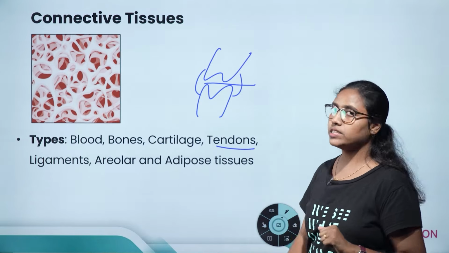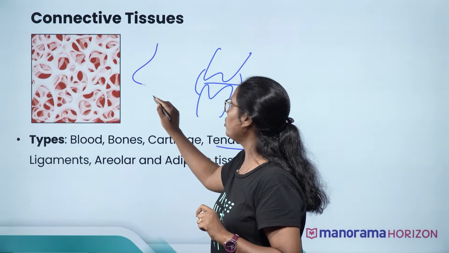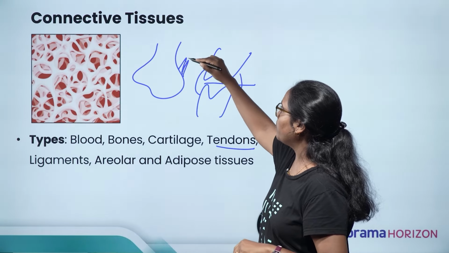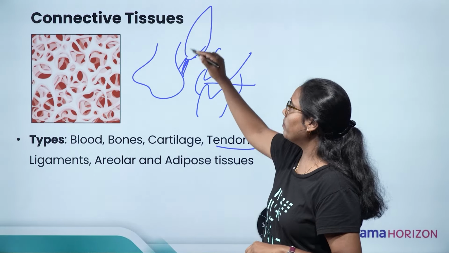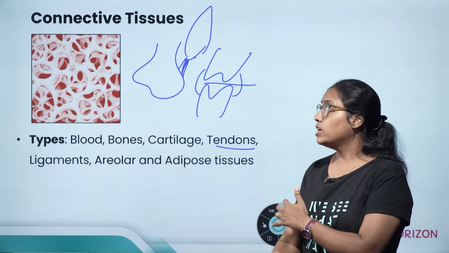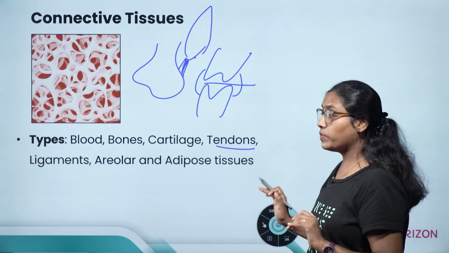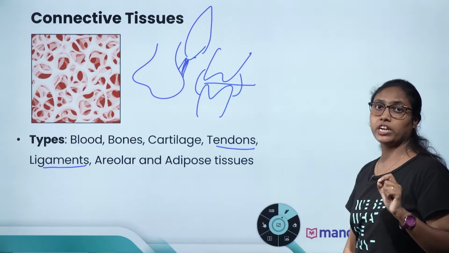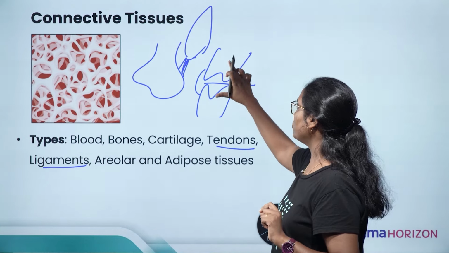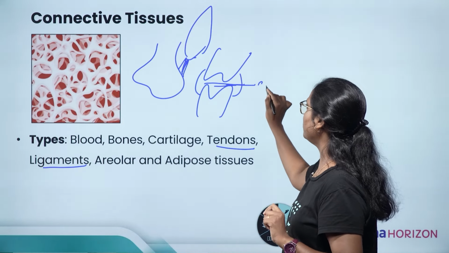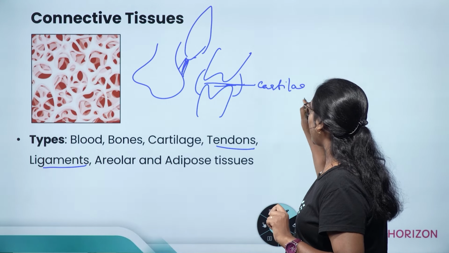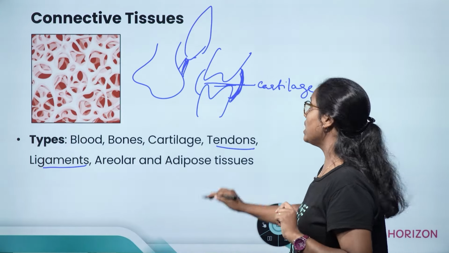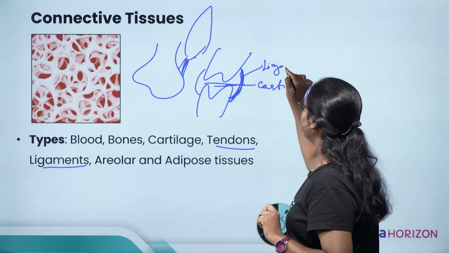Then we have tendons. Tendons help to connect bone to the muscle. So this is a bone. What does tendon do? Tendons are found near the bone and it connects bone to the muscle. It's very fibrous. Now the next thing is ligaments. Ligaments help to connect two bones. As I have told you, between two bones there is cartilage. So here you will be finding cartilage and these two bones will be connected by a tissue, and that tissue is known as ligament.